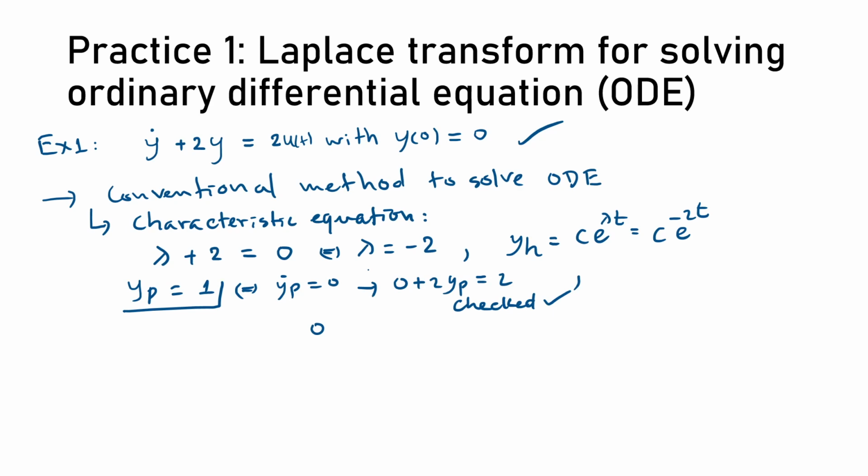For a particular solution, because the right hand side is just a constant, 2 times the step function, u here is actually a step function. So the right hand side is just like a constant. So the particular solution should be constant, and if it's constant, then the derivative with respect to time equals 0, which means 2y equals 2. Then the particular solution is just 1. So y equals 1.